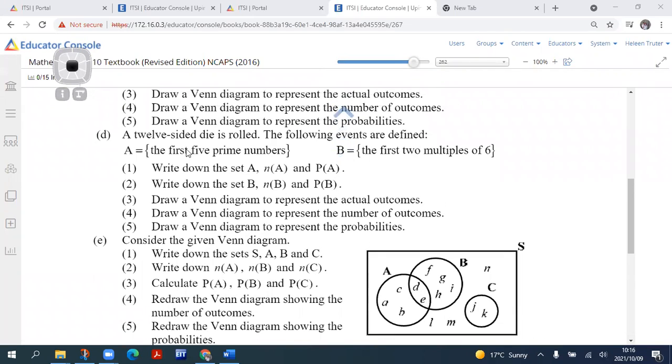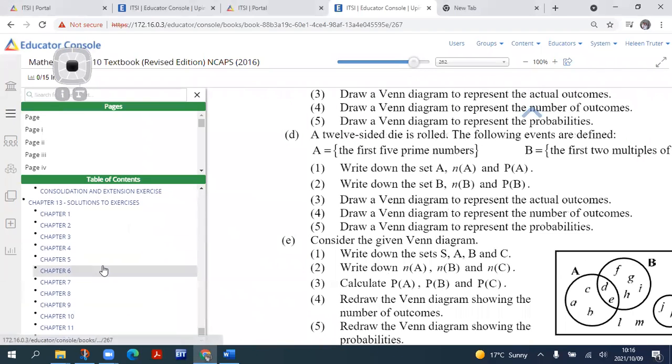Jou huiswerk is nou nommer D en nommer E op bladsy 262 en jy merk dit uit jou handboek se antwoorde uit aan die onderkant. Kykie, waar sit dit? Heel onder in jou handboek daar, chapter 13, solutions to exercises. Daar sit jou antwoorde. So jy gaan kyk daar om dit te merk, maar jy doen dit eers self.